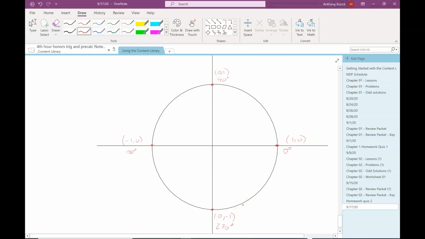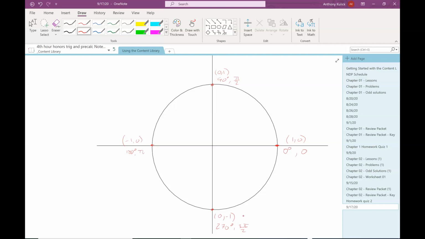In radians, this is 0 radians. This is pi over 2. This is pi. And this is 3 pi over 2. Is everybody okay with that idea? Yes, Delaney. The conversion between degrees and radians is multiplying by pi over 180. So that's where the pi's are coming from. Is that conversion factor okay?